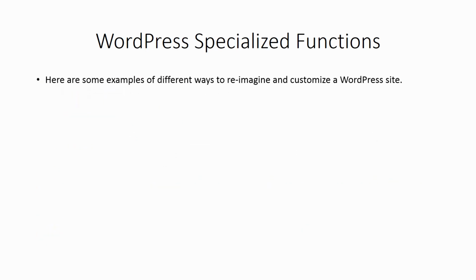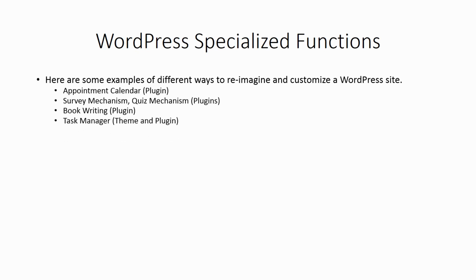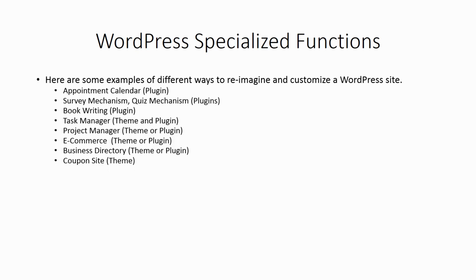Now, here are some examples of different ways to reimagine and customize a WordPress site. You can purchase plugins that will turn your site into a survey mechanism or a quiz mechanism. You can even purchase a plugin that will turn your site into a book writing process. You can turn your site into a task manager using a theme and/or plugin, a project manager, an e-commerce site, a business directory, a coupon site, a job board, or even an auction page.